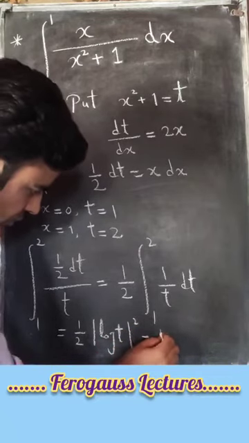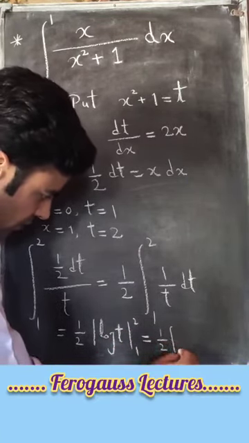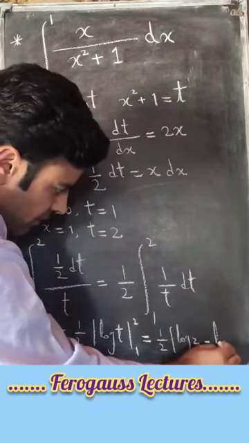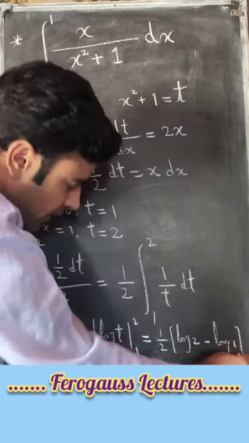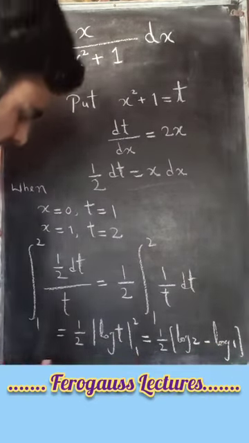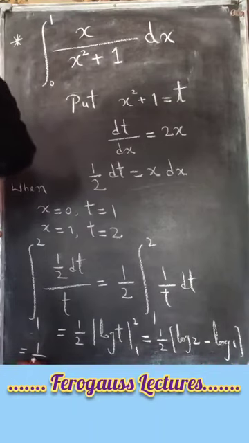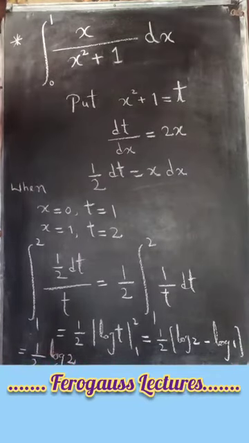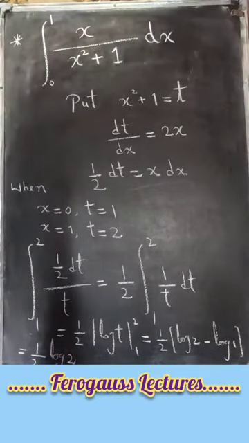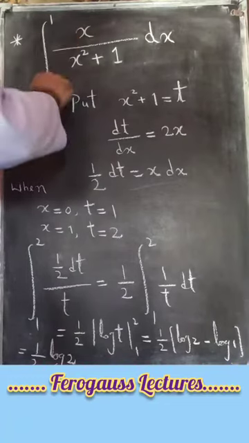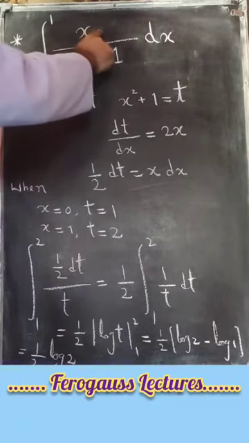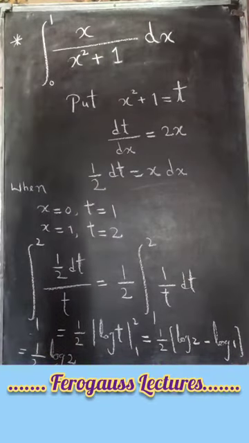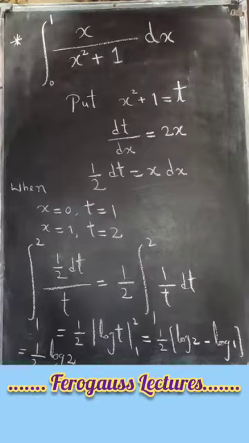That is further equal to 1 by 2 times log of the upper limit, that's log of 2, minus log of the lower limit, that is log of 1, but log of 1 is equal to 0, so we get 1 by 2 log of 2. Okay, so that is the answer. Thus, the value of the integral from 0 to 1 of x by x square plus 1 is equal to 1 by 2 log of 2. That completes the question.